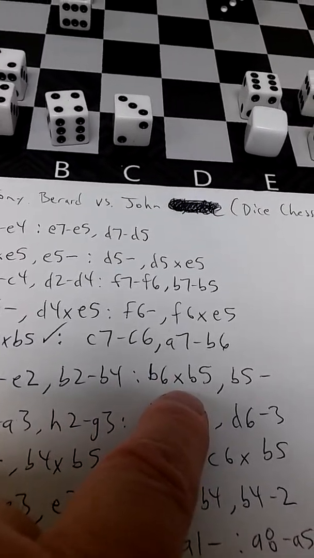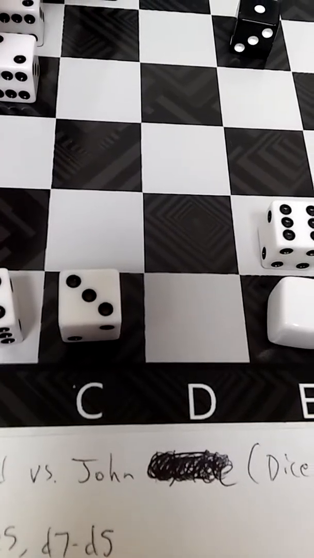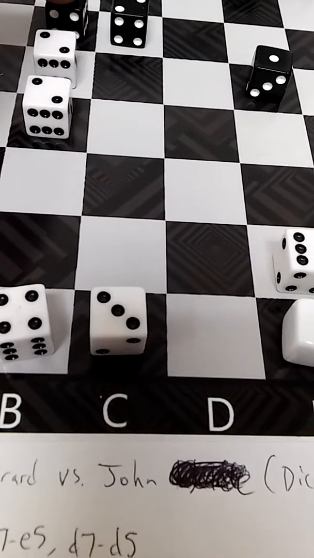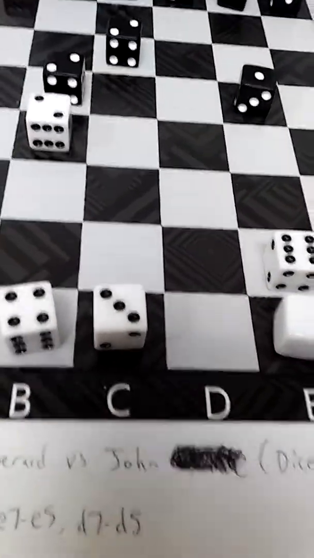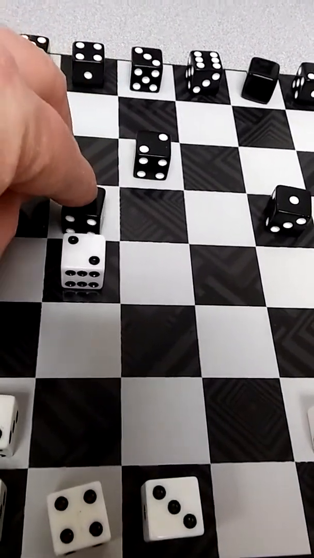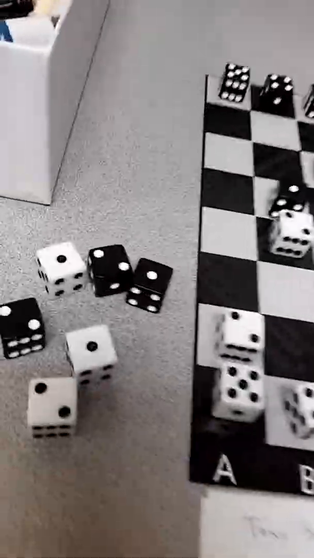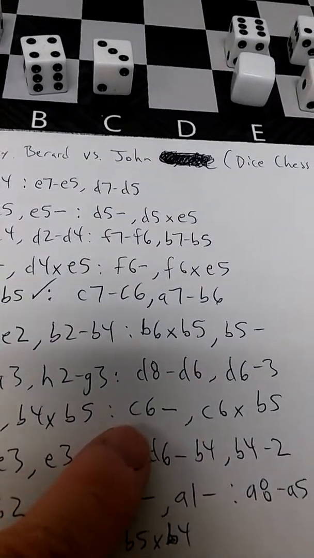So then he played b6 takes b5. And then b5 decrement. So he decrements this down to a 1. So now it's 3-3. He's evened it back up because of my mistake.